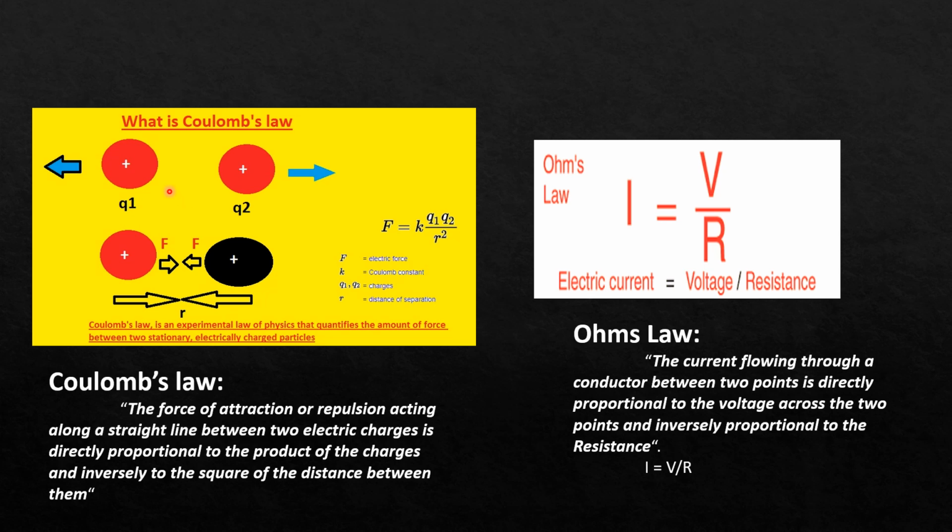This is Coulomb's law. These particles are charged particles. The force of attraction or the repulsion acting along a straight line between two electric charges is directly proportional to the product of the charges and inversely to the square of the distance between them. Okay, F is equal to K Q1 Q2 by r squared. This is the formula. Now see Ohm's law. I is equal to V by R. That is electric current is equal to voltage by resistance.